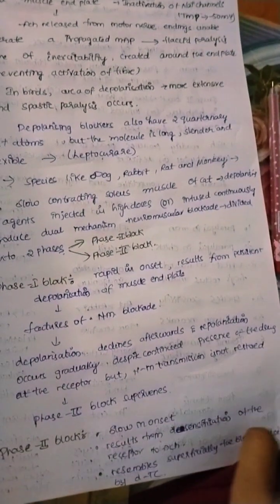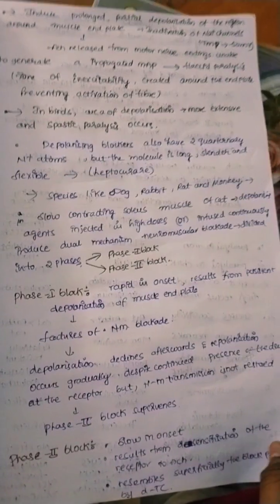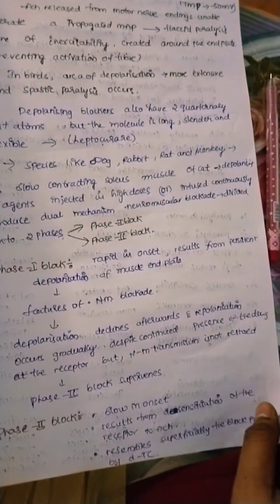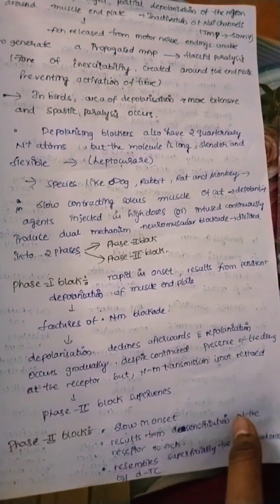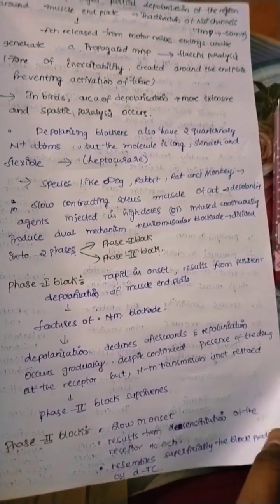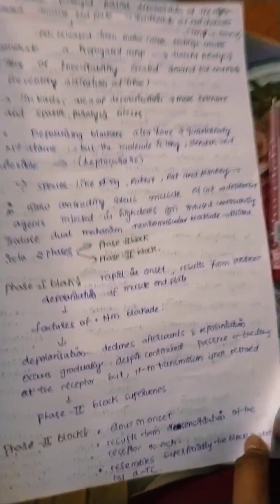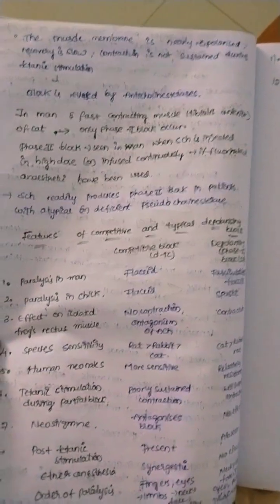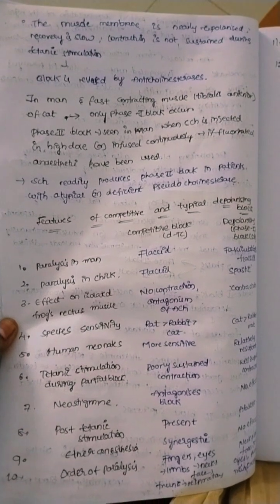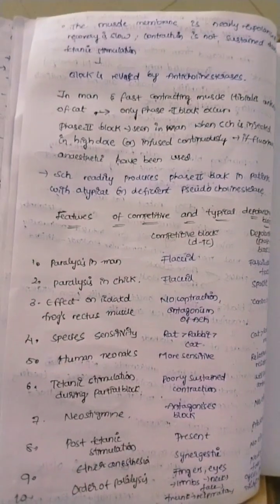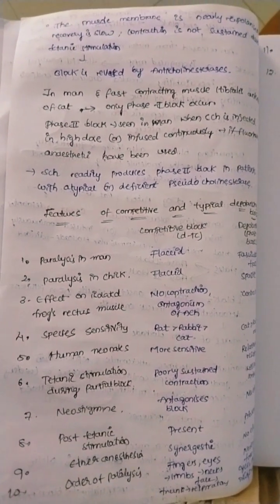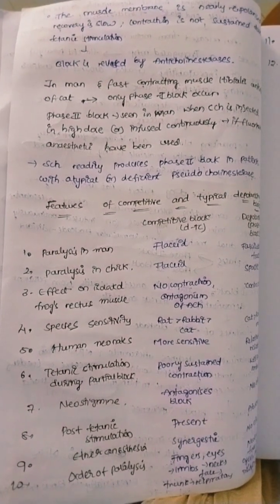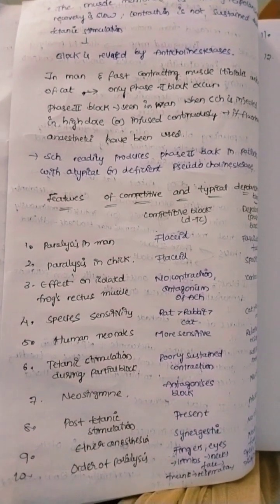Phase 2 block is also slow in onset, which results from the desensitization of the receptor of ACh. Desensitization occurs because of continued use of this drug, succinylcholine. So it resembles the block produced by D-tubocurarine. The muscle membrane is newly repolarized, and recovery will be slow. Contraction is not sustained during tetanic stimulation. Block is reversed by anticholinesterases like neostigmine and physostigmine.